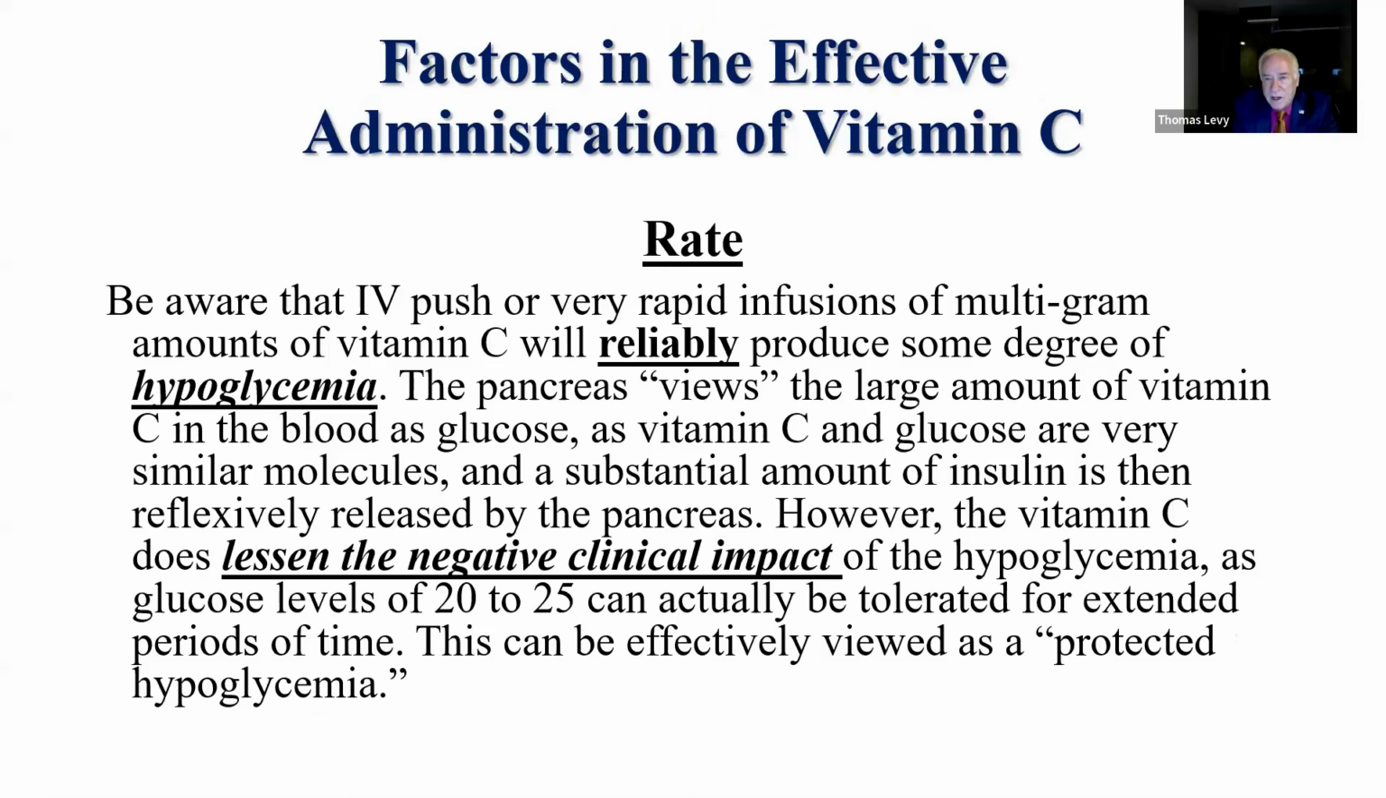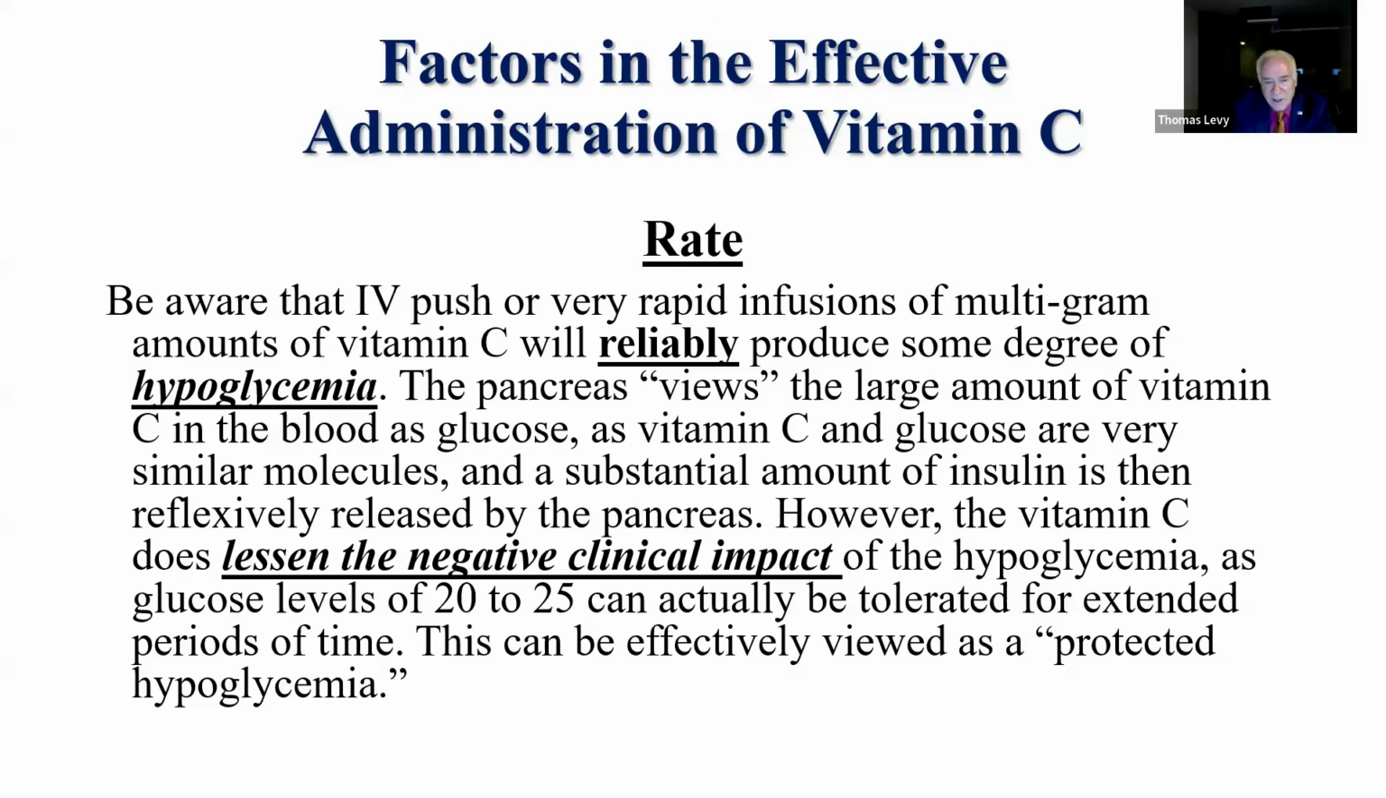IV vitamin C. Vitamin C is a very similar molecule to glucose. And in animals, and it used to be in human beings, the liver would convert glucose into vitamin C with a 4-enzyme modification. So they're very similar molecules. Because of this, when you give a large dose of glucose into the body, what happens? You get a surge of insulin. Well, guess what? When you also give a large dose of vitamin C rapidly, the pancreas thinks it's glucose and also produces insulin.